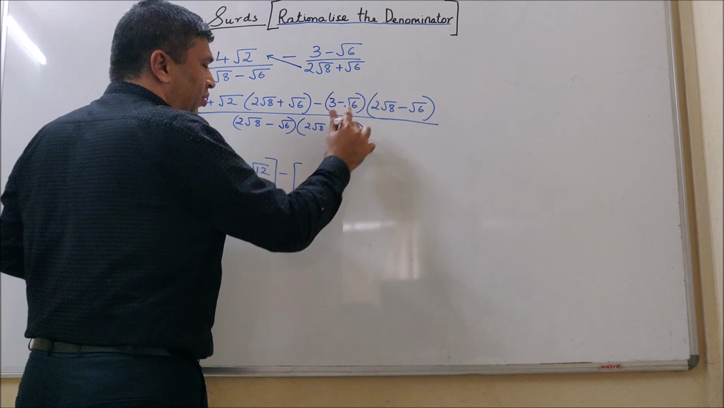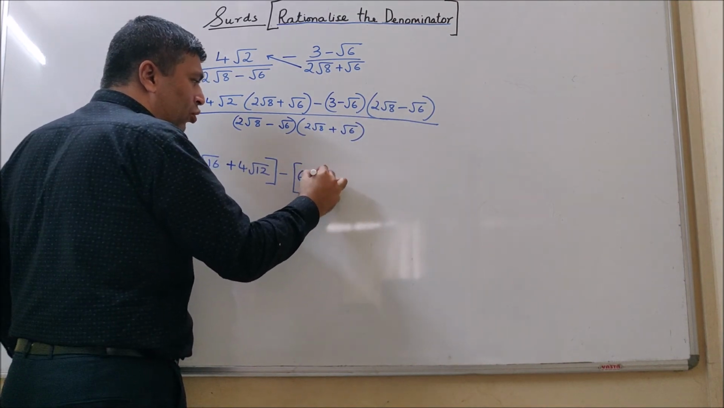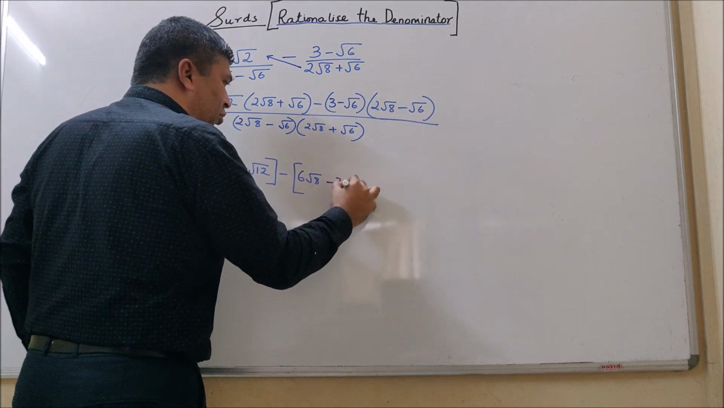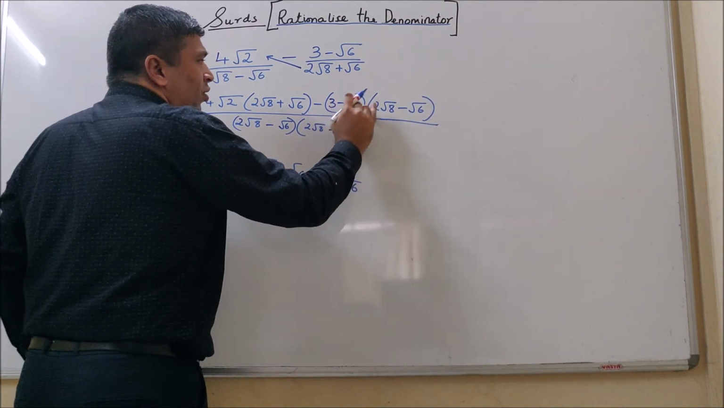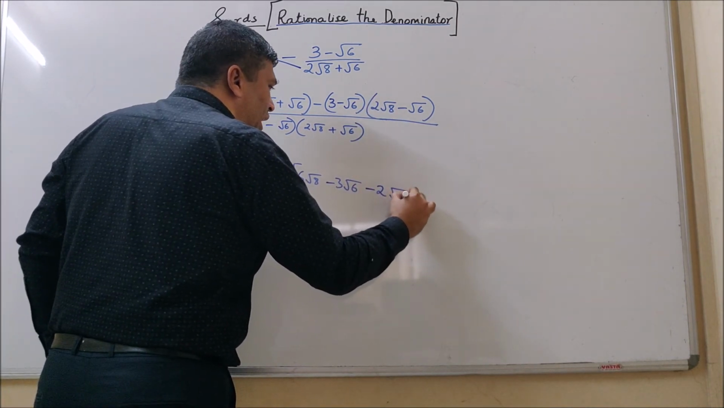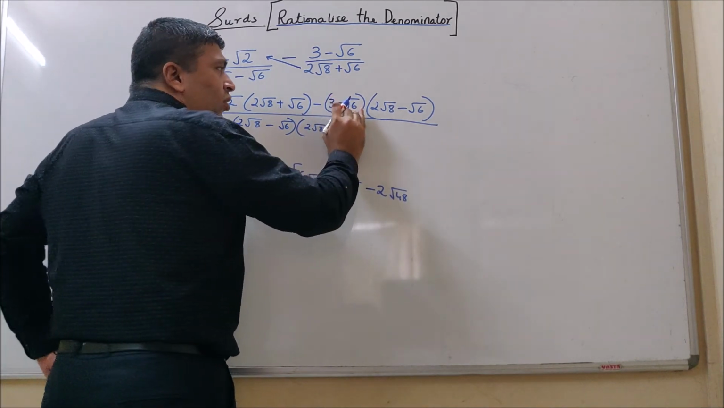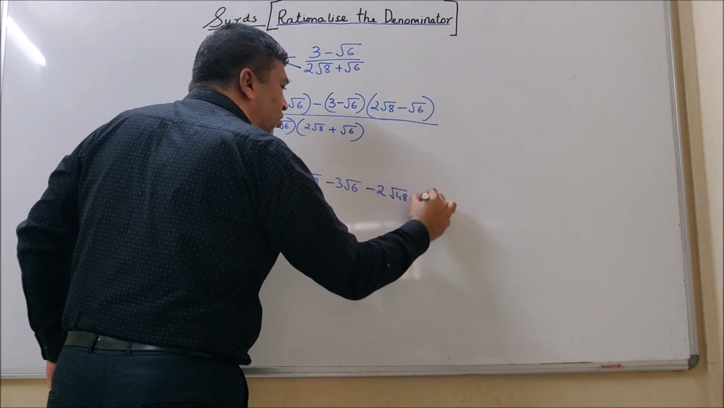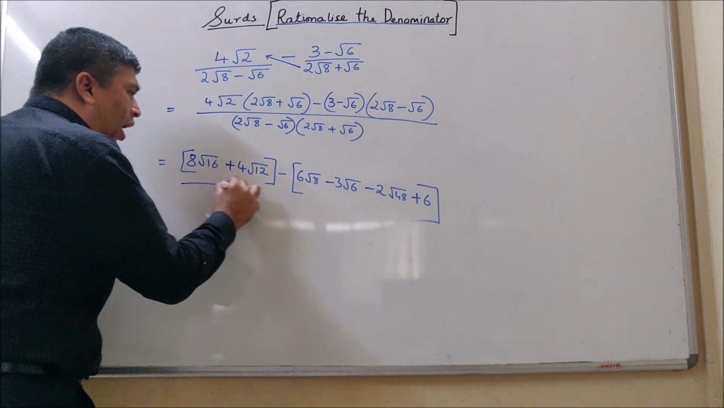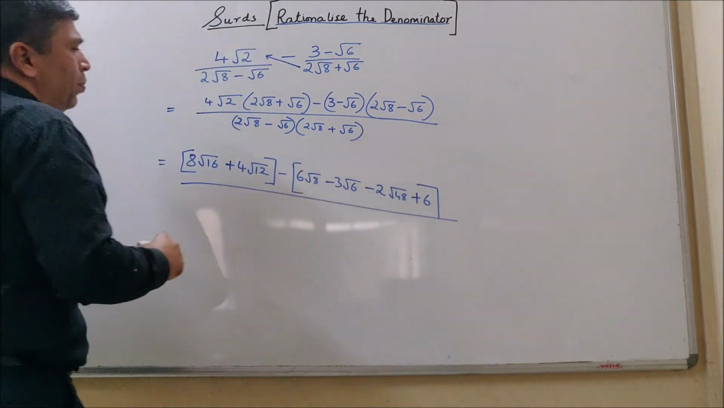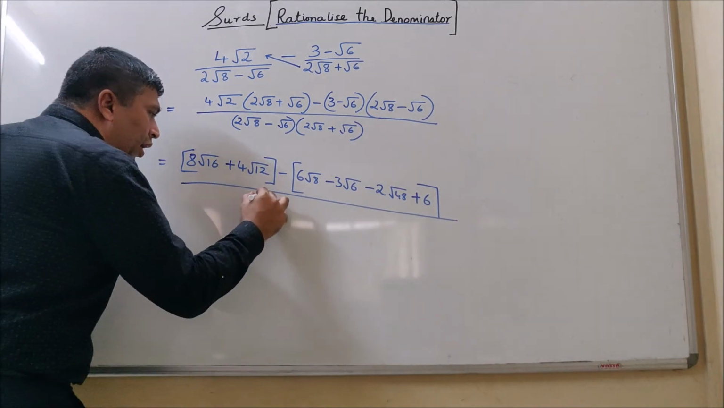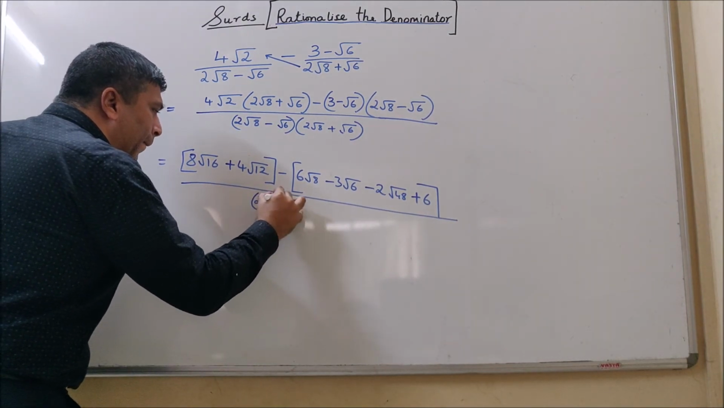Now 3 into this is 6 root 8. 3 into this is minus 3 root 6. Minus root 6 into this is minus 2 root 48. Minus root 6 into minus root 6 is a plus 6. This is my numerator, and my denominator is going to be a minus b, a plus b, which is a square minus b square.